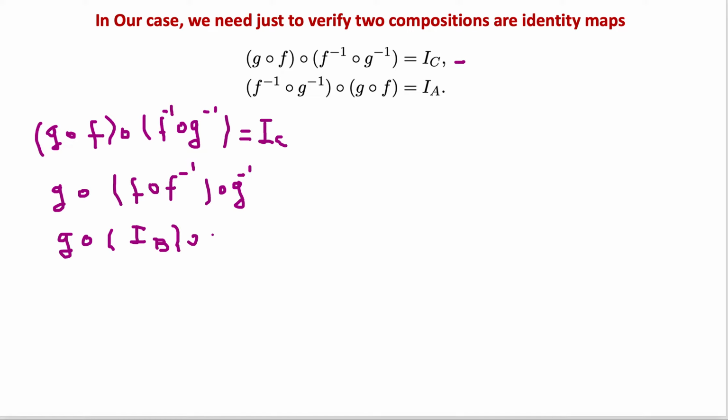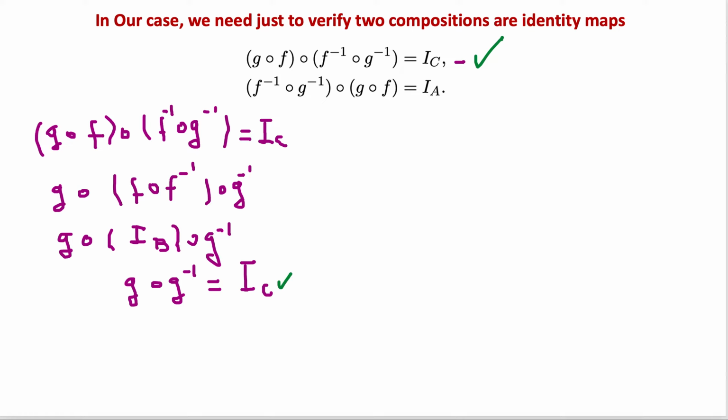And this is a composition of g with the inverse function of g. And what's happening here? According to the lemma, the function g composition with the identity of B is just the function g, which is a composition with the inverse function of g, and we already proved this is equal to the identity of C. So the first one holds.